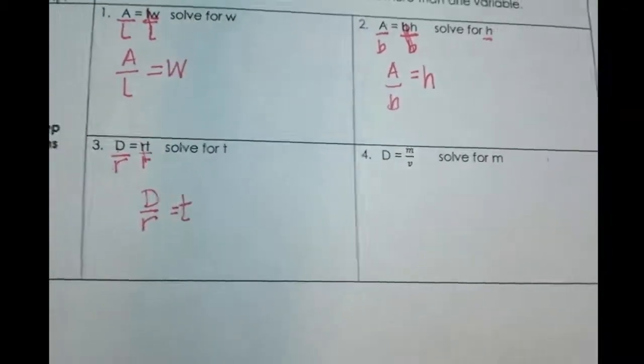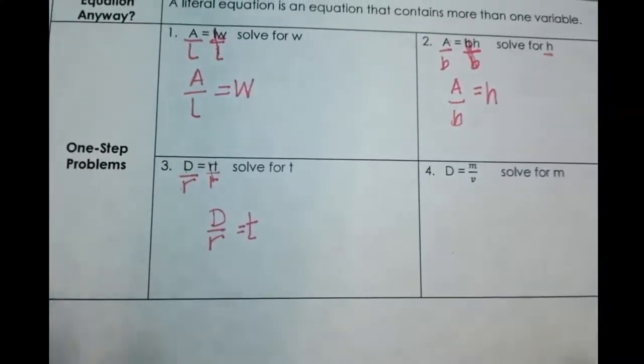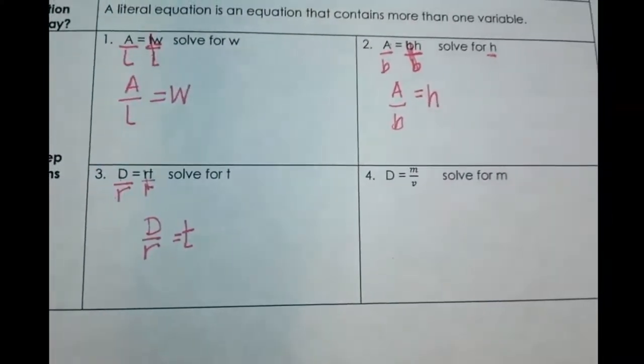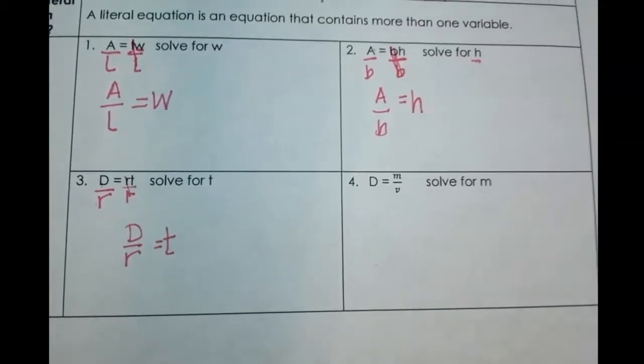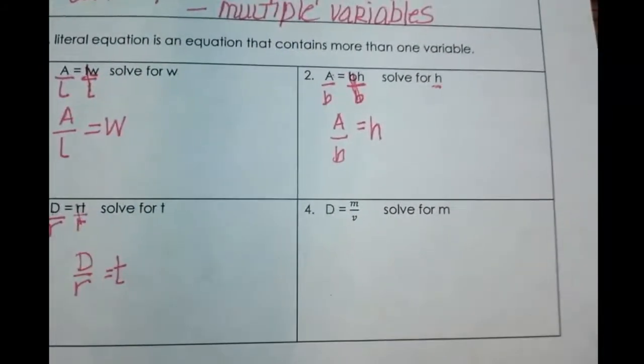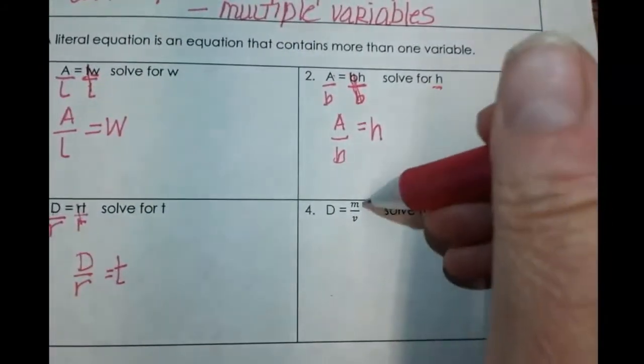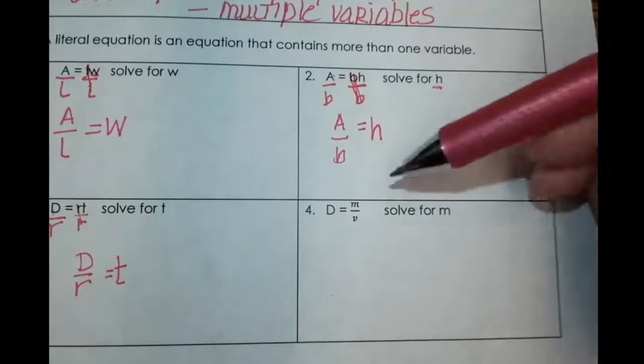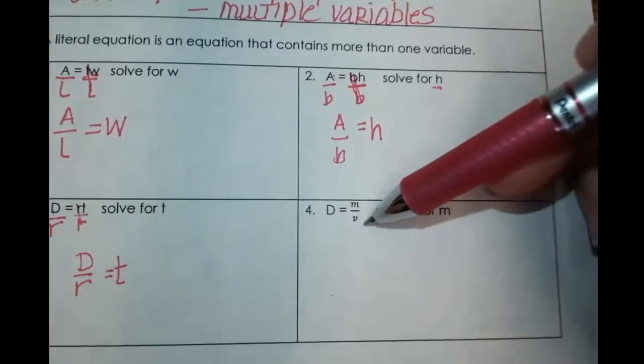All right, one last one. So these were all one step. We only had to do one thing to get a variable by itself. It's a fraction, and I know you guys don't like fractions, but they do happen, and we have to deal with them. So we have D equals M divided by V, and we want to get M by itself. So here's M. M is being divided by V.